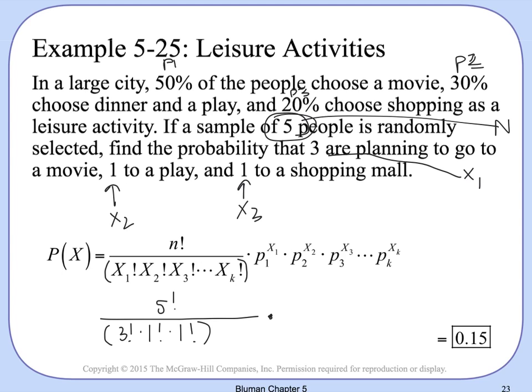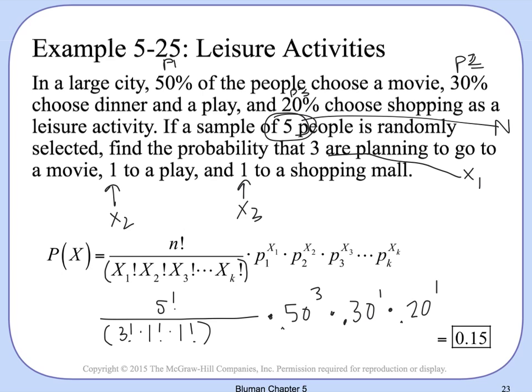So our first probability is 50%. That was for movie. And the first x value was also for a movie. So that was 3 for a movie. So that's right. So 50% 3 times. So 0.50 to the third times the second probability, which was 0.30 to the first, times 0.20 to the first. So each probability has to be written to each x value correspondingly. And then you hit enter, and hopefully you get a 0.15. That's what they said it is, rounded.